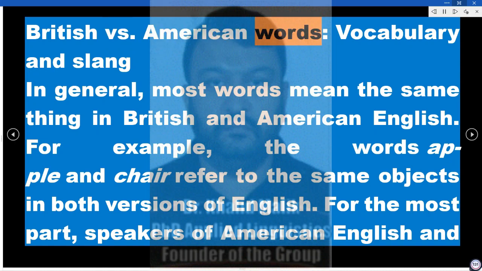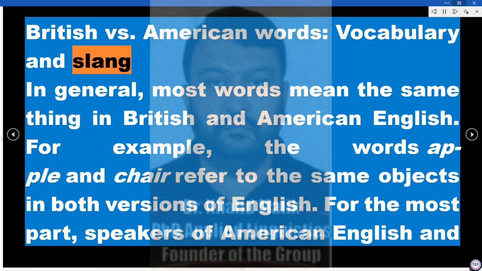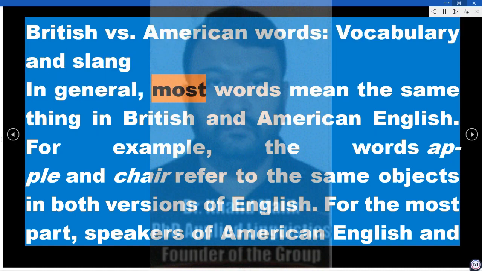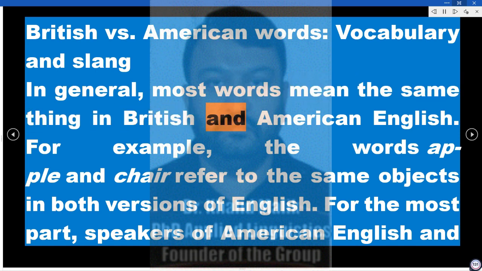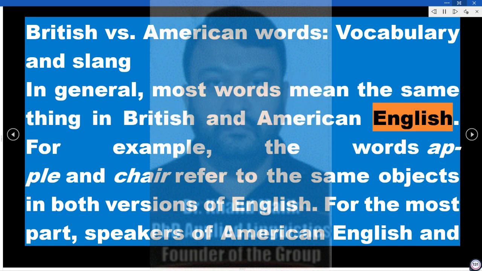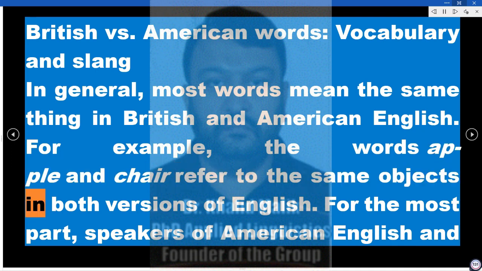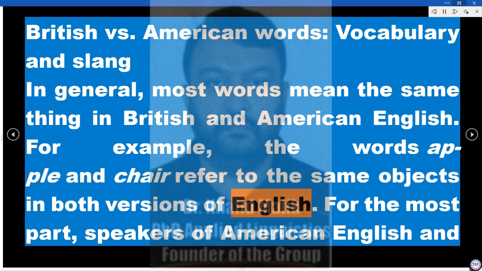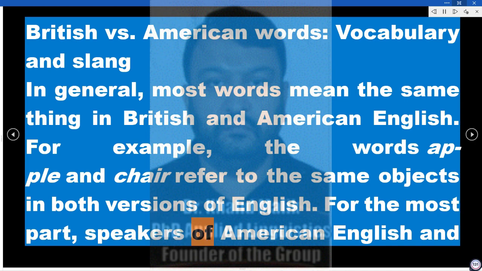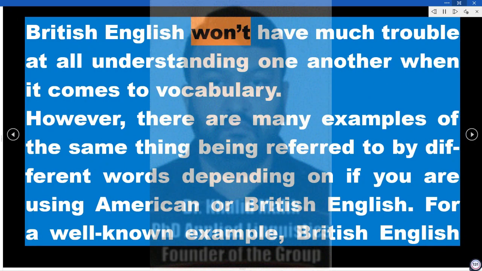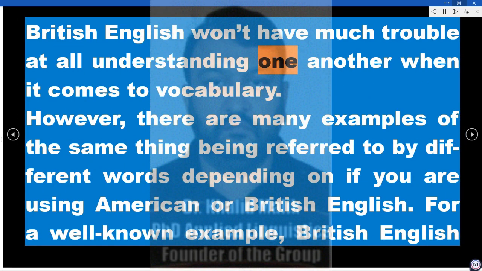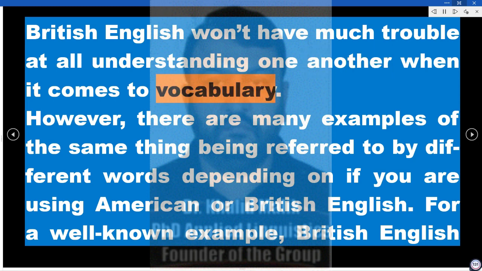British versus American words, vocabulary and slang. In general, most words mean the same thing in British and American English. For example, the words "apple" and "chair" refer to the same objects in both versions of English. For the most part, speakers of American English and British English won't have much trouble at all understanding one another when it comes to vocabulary.